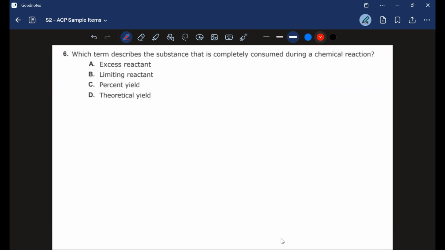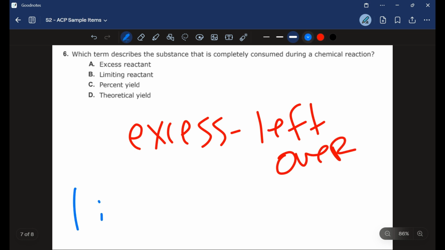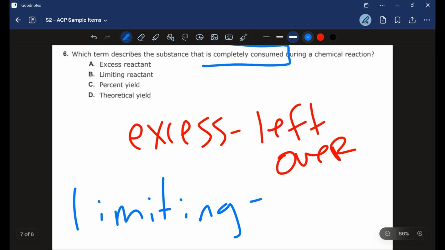Question number 6, which term describes a substance that is completely consumed during a chemical reaction? This is another just vocabulary question. You just have to know the definitions. So an excess reactant, it's in the word, it's excess, it means too much. So this is the one where you have some of it left over. The limiting reactant is limited. So that's the one that you completely consume. So completely consumed is your limiting reactant, means the answer is B.